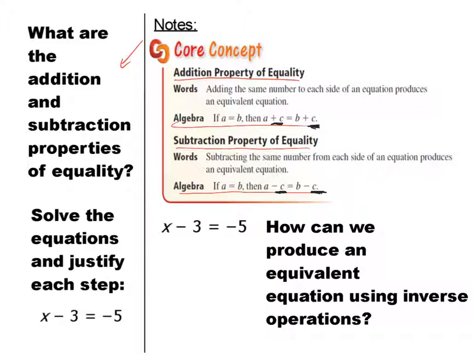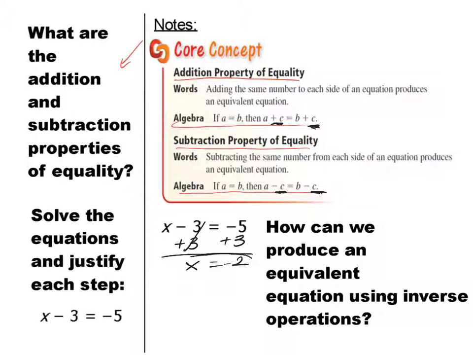So it says solve the equations and justify each step. Before, you might have just solved the equations without justifying, but we're going to justify just so we know why we're doing what we're doing. So for this first one, what do I do to solve it? Yes, I add 3. So what I'm doing is I'm using the addition property. So I'm going to add 3 to both sides, like that. Those 3's cancel out, and I get x equals -2.